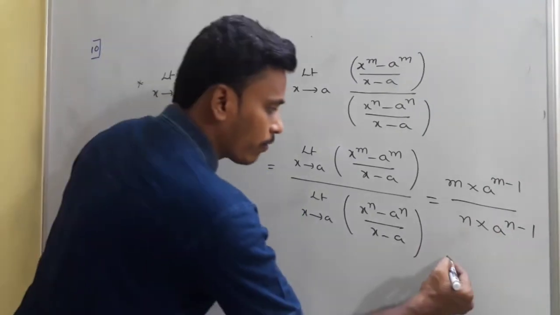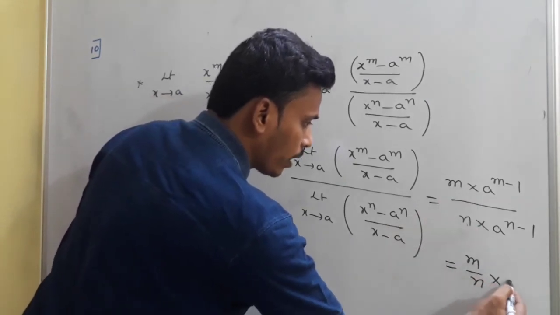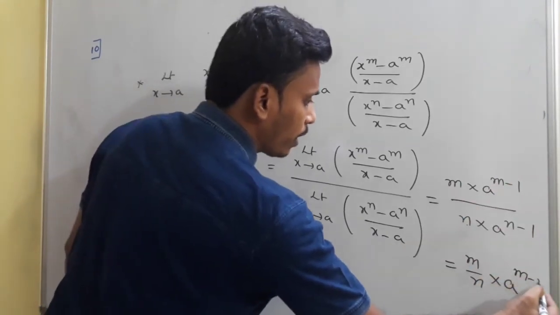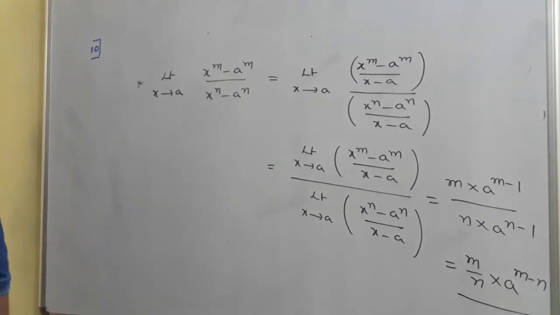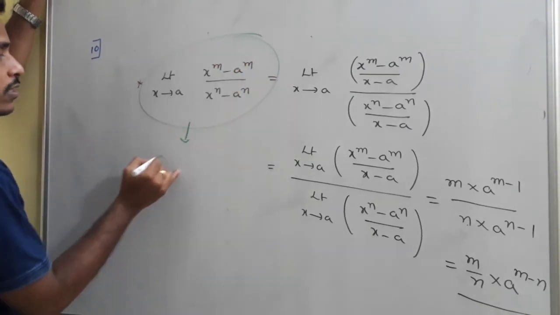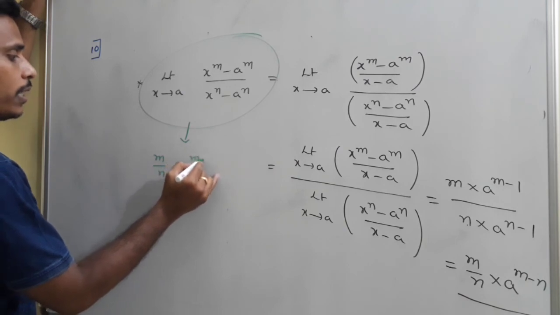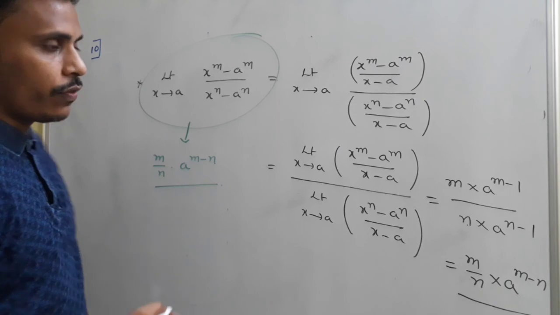Further you just try to simplify. m and n, so m by n into a to the power, if you send this to the numerator, it will become like m minus n. Use the laws of exponents. Okay? If you use the laws of exponents, at the end the answer is this. So finally, the answer for this particular problem is just nothing but m by n into a to the power m minus n. Okay? So just observe everything.